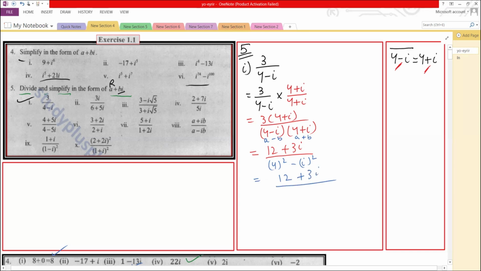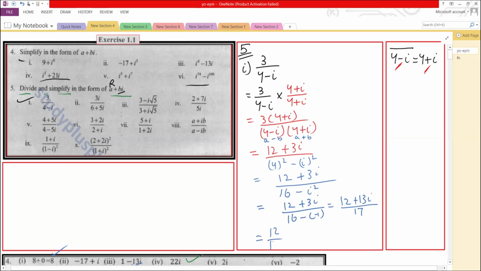But as far as the denominator is concerned, 4 times 4 is 16 minus iota square. So here it will become 12 plus 3 iota divided by 16, and iota square is again minus 1. Here it will become minus 1. And the next step, 12 plus 3 iota divided by what? 17.